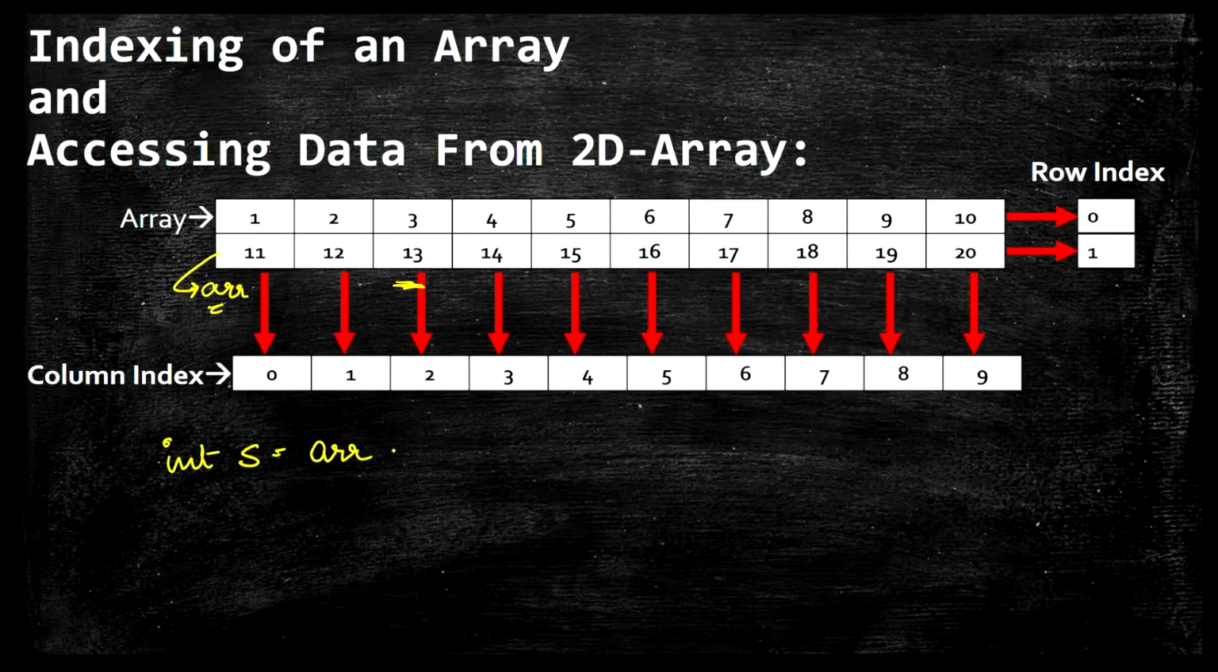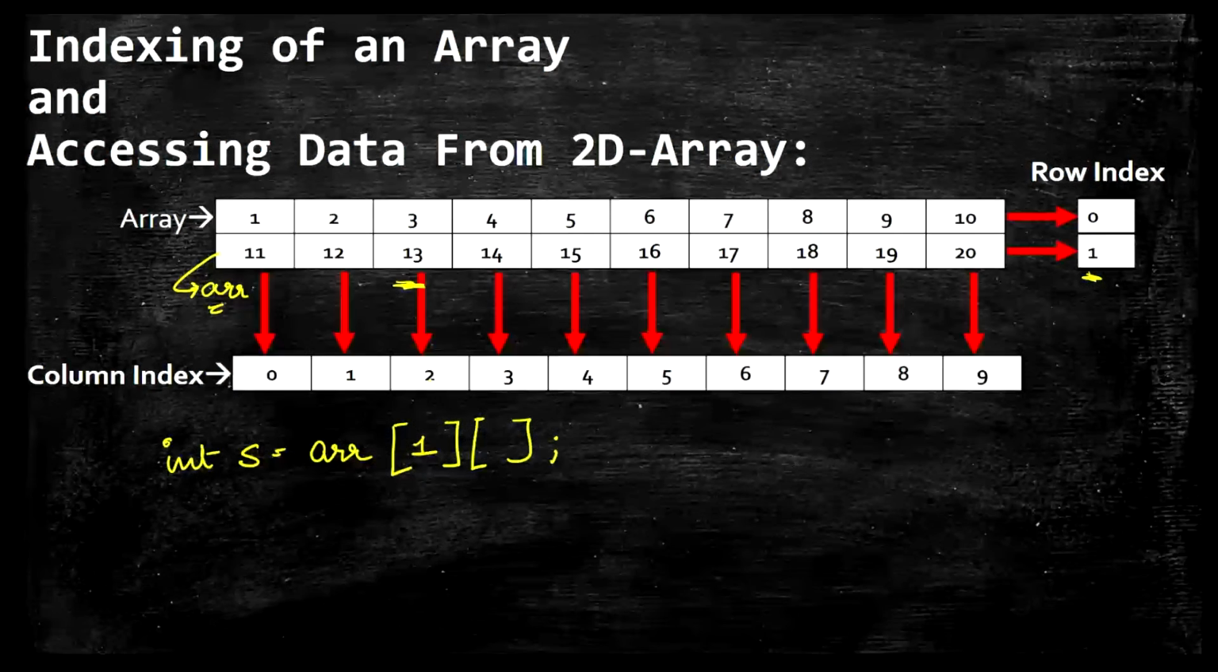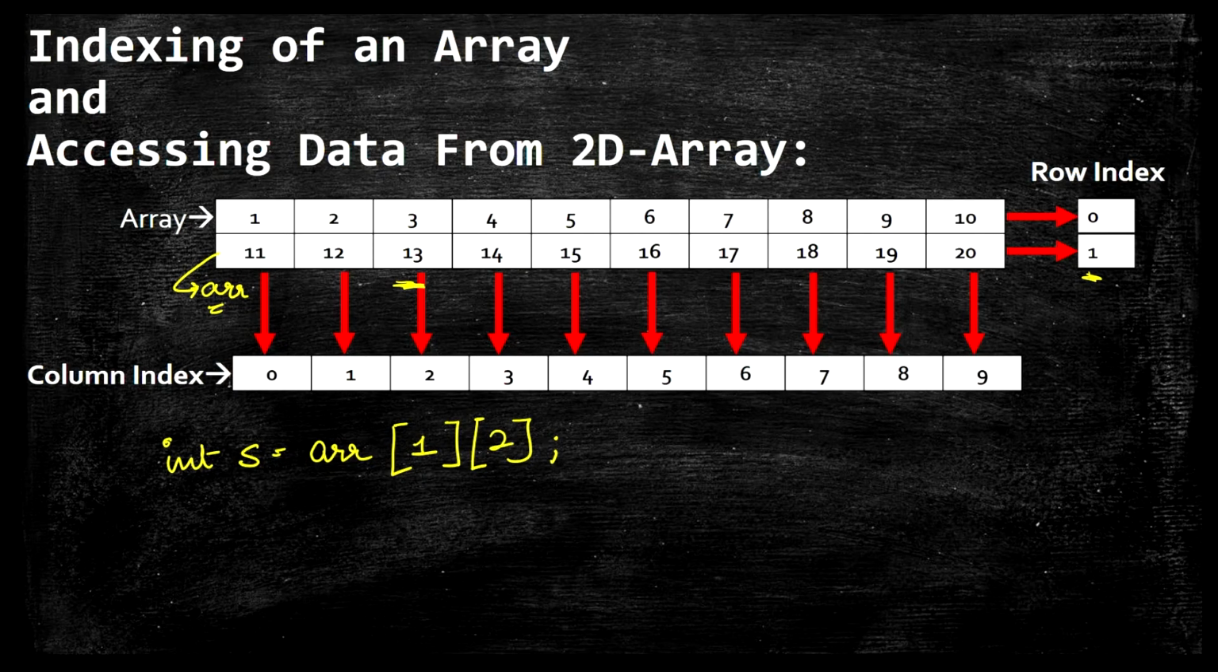ARR. And what is the row index first? What is the row index of 13? Row index of 13 is 1. So I will write 1 over here. And what is the column index of 13? It is 2. I will write 2 over here. So what will this line do? This line will store 13 in s.